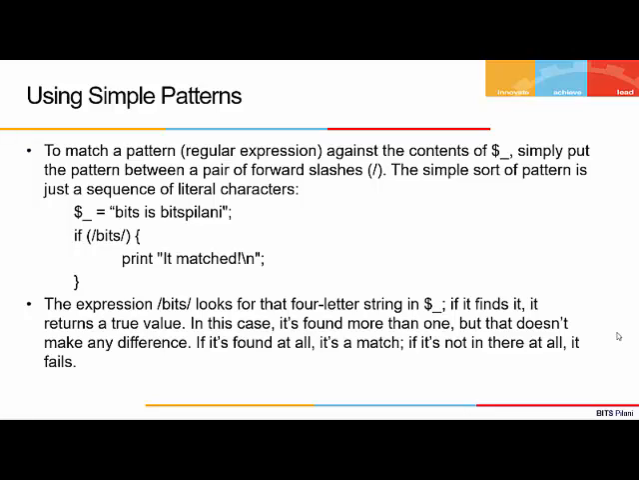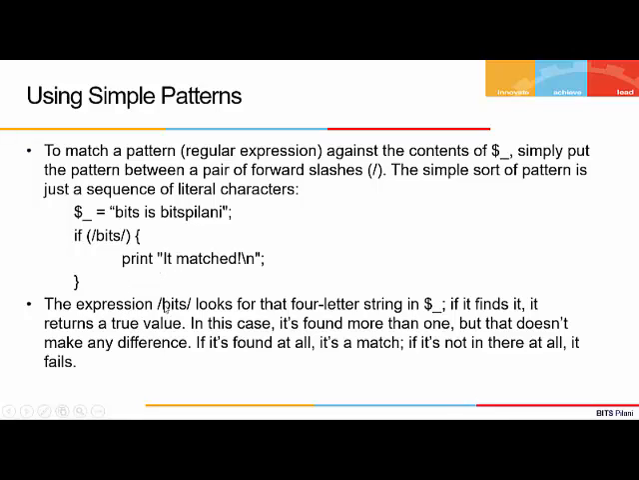To match a simple pattern, you match it against the content stored in the operator's dollar underscore, and simply put that pattern between a pair of slashes. So what you want to compare goes there, and this is how you can do that. Here we have the dollar underscore with the value "bits Pilani". Now we want to compare, so we put the pattern between these slashes. This is "bits", and it checks whether it matches this particular string. Yes, it is matching, so it will print "yes, it's matched".